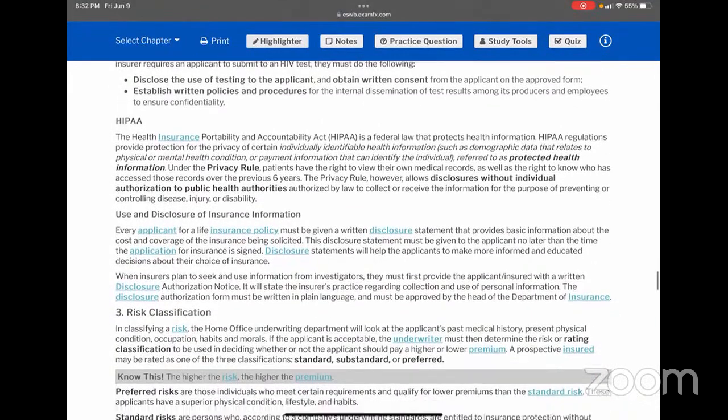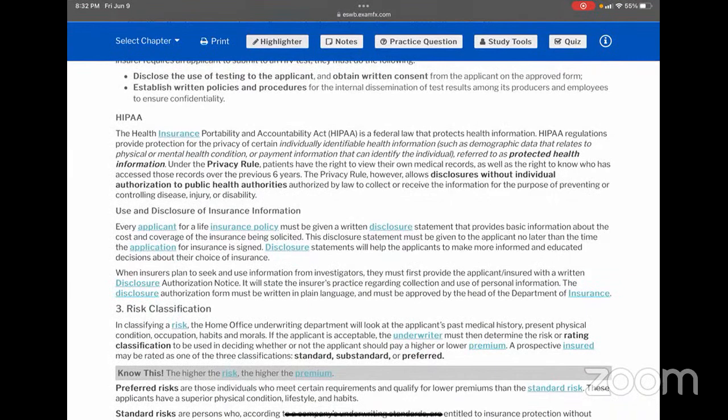right? So the Health Insurance Portability and Accountability Act, HIPAA, is a federal law that protects health information. HIPAA regulations provide protection for the privacy of certain individually identifiable health information, such as demographic data that relates to physical or mental health conditions, or payment information that can identify the individual, referred to as protected health information. Under the privacy rule, patients have the right to view their own medical records, as well as the right to know who has accessed those records over the previous 6 years.